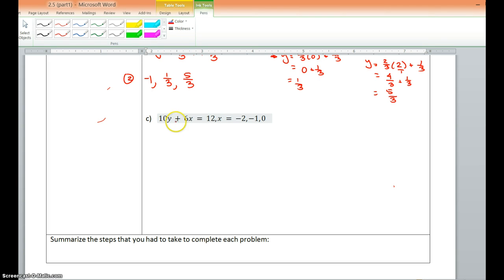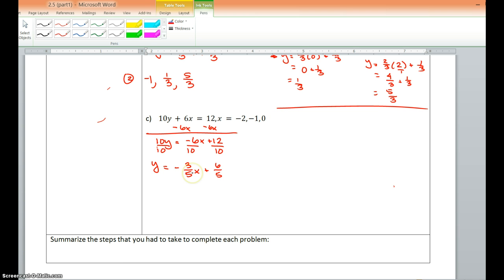So, solving for y, I'm going to move this 6x first because I always want to get rid of addition and subtraction before anything else. And I have 10y is equal to negative 6x plus 12. Divide by 10, divide by 10, divide by 10. y is equal to, now let's reduce this fraction, negative 3/5x plus, divide by 2 and divide by 2, 6/5. Again, I am stuck with some fractions, but it's not going to bother me super much because they have the same denominator. It makes my life a little bit easier.